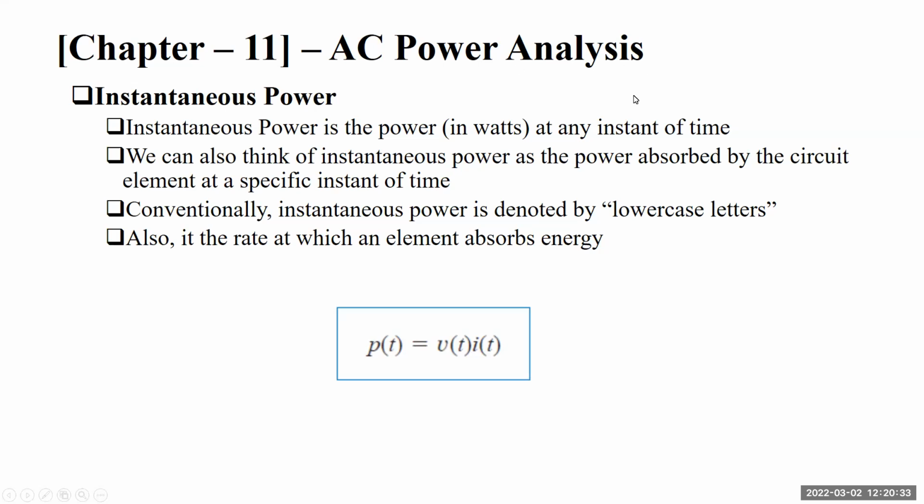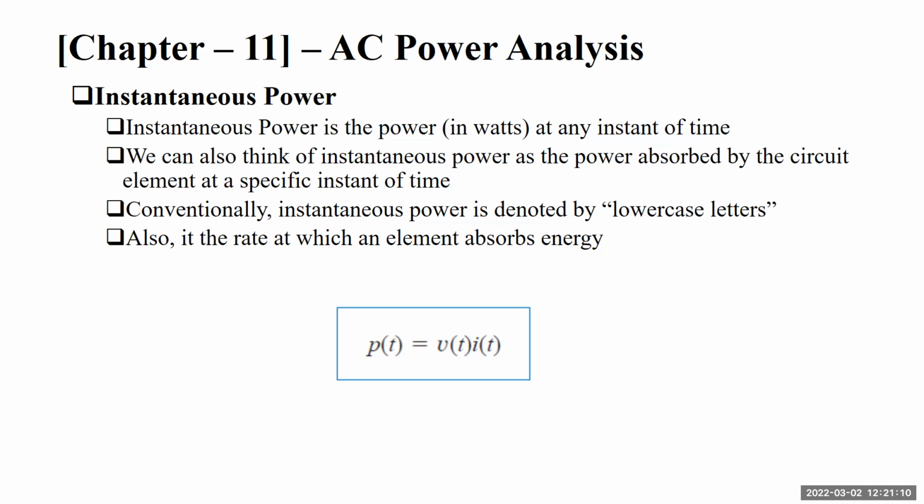Hello and welcome. This is chapter number 11, AC power analysis, of Sadiku's textbook. In this lecture, we'll be talking about two important concepts. One is the instantaneous power and the second is the average power in an AC circuit. Before this lecture, we have seen how we use phasor analysis to solve AC circuits for steady state analysis. And we have also seen how we use first order and second order differential equations to solve different AC circuits.